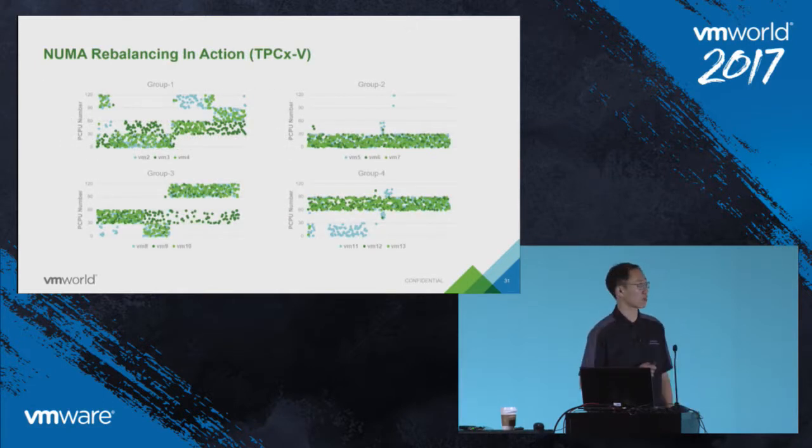So here's an interesting plot. Let's take a minute here. What this is trying to say is we're running a TPC-V benchmark, which is a multiple VM, multiple group benchmark. In this case, we have 4 groups. Each group has 3 VMs. Okay, so total 12 VMs.